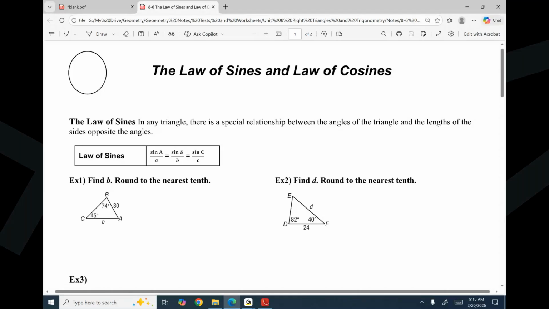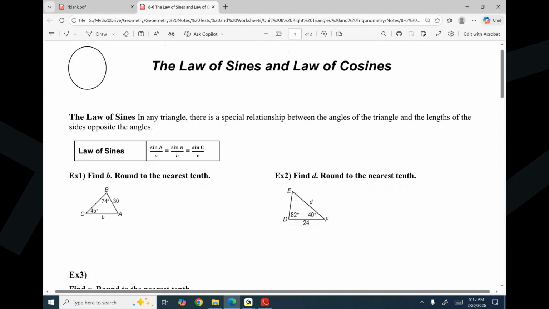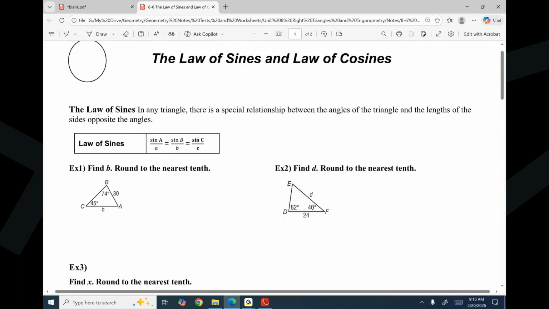All right, guys. So today we're going to do law of sines and law of cosines. These don't pop up in real life too often, but when they do, there's not a lot of other easy ways to do problems. Okay. And the first thing, before you can even start doing these, you need to understand some basic principles.